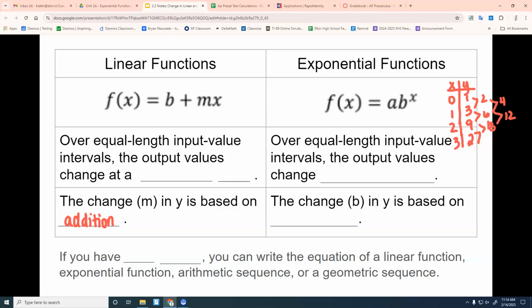right? And if I do it again, this goes up by 4, this goes up by 12, right there. So what's going to happen here, you don't ever get the same number with quadratics or cubics or quartics. You would eventually get the same number. These output values change proportionately. And the change is based on multiplication.